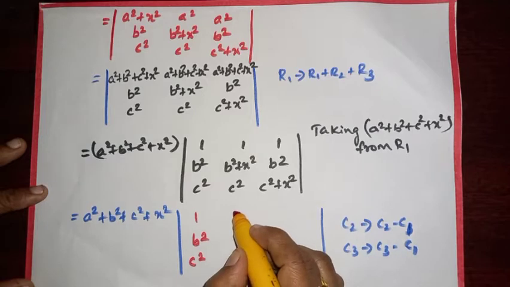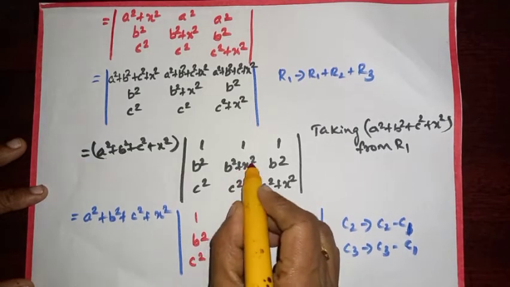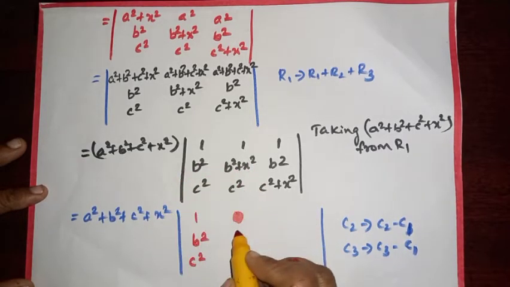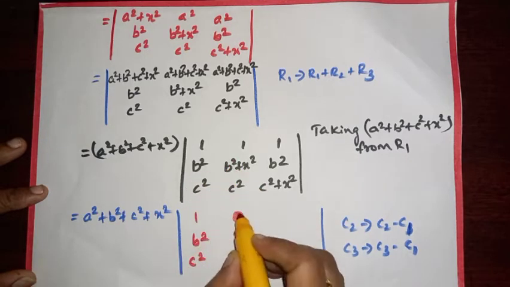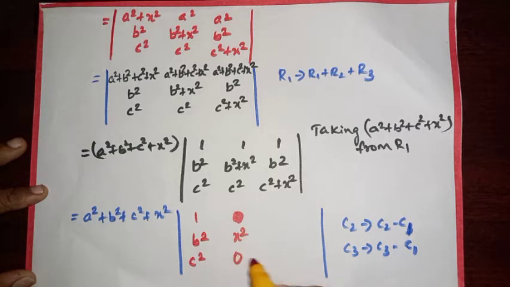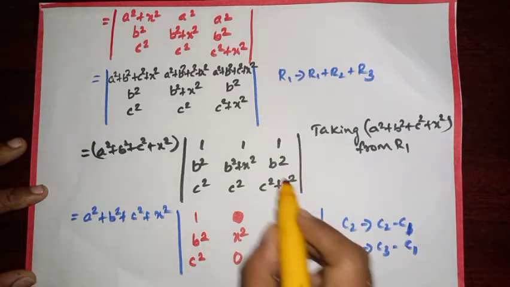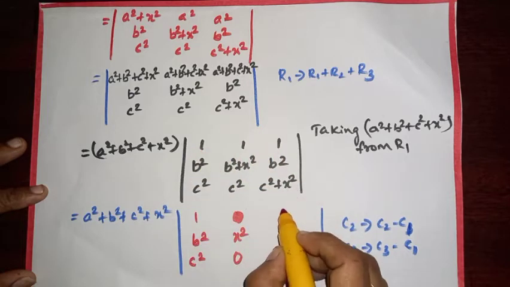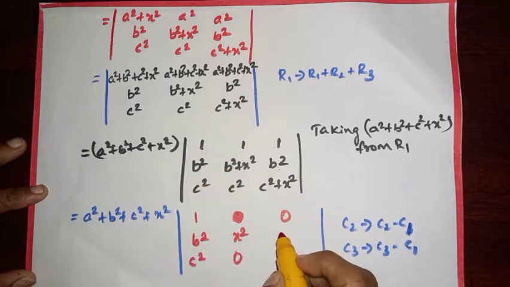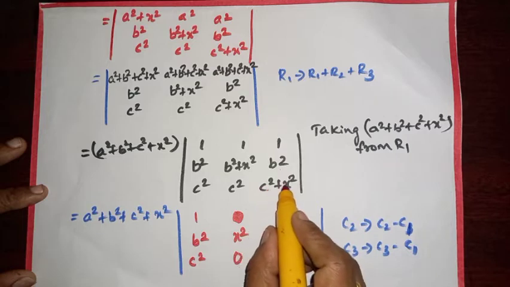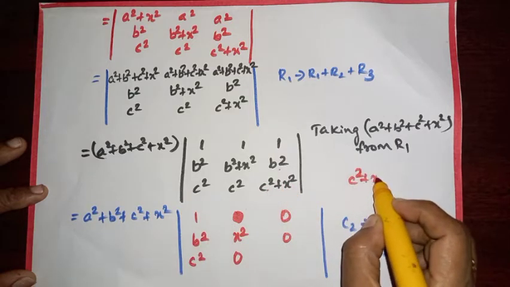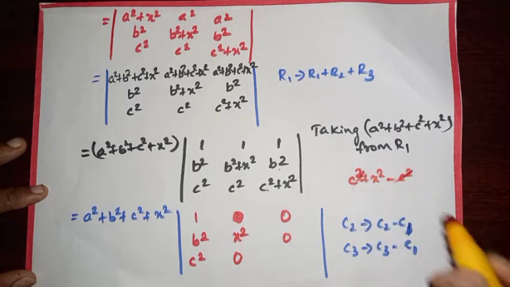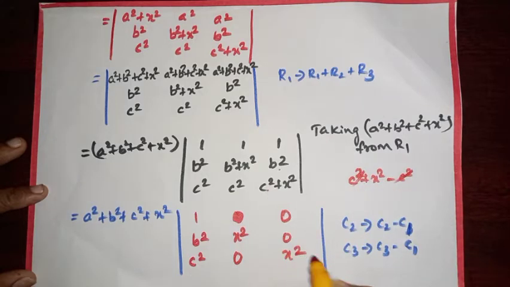1 minus 1 is 0. B square plus x square minus B square, plus B square minus B square will be cancelled. Then we have x square. C square minus C square is 0. Then column 3 as column 3 minus column 1. 1 minus 1 is 0. B square minus B square is 0. C square plus x square minus C square, plus C square minus C square will be cancelled. Then we have x square.